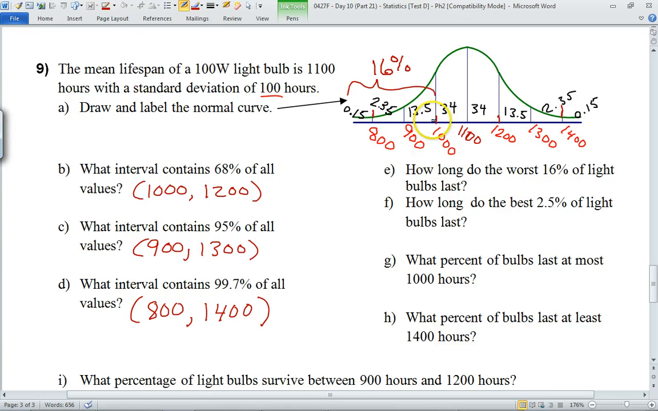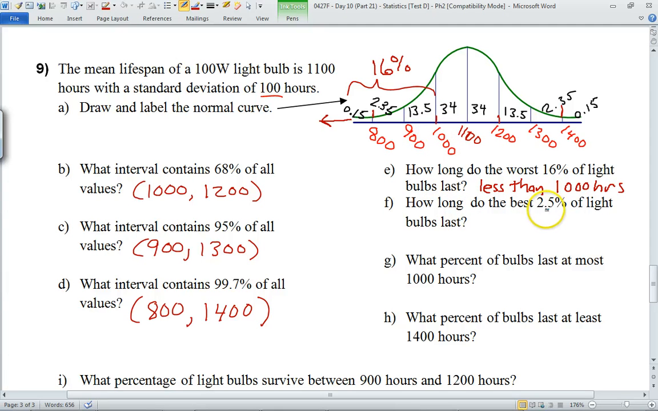So the worst 16%, how long do they last? Well, these bottom 3 zones start at 1,000. And see how this is open-ended? That's because this end of the graph goes forever. It doesn't stop. It goes forever to the left. So how long do they last? Less than 1,000 hours, because that's where that starts.